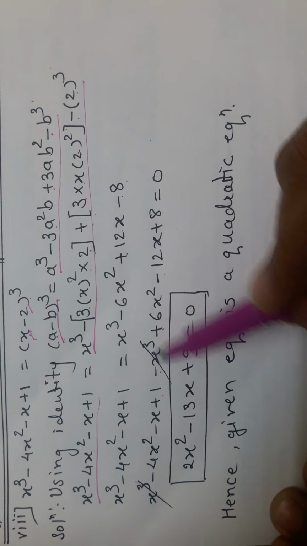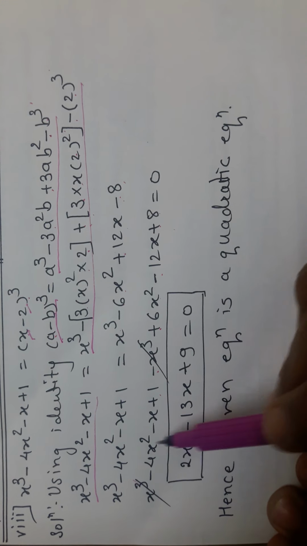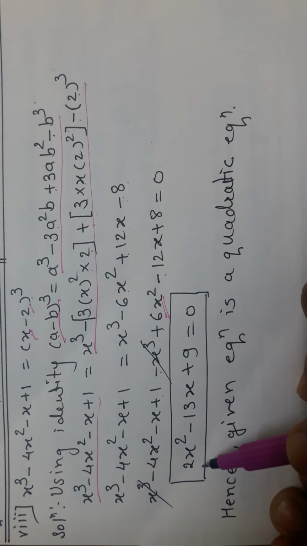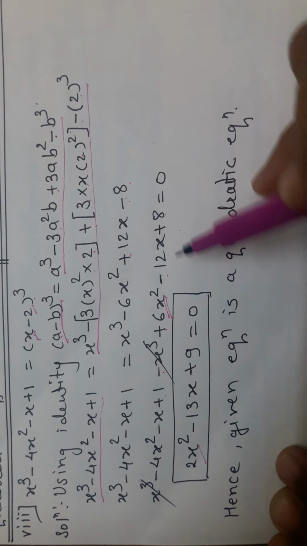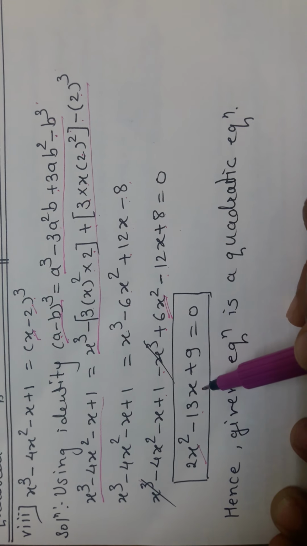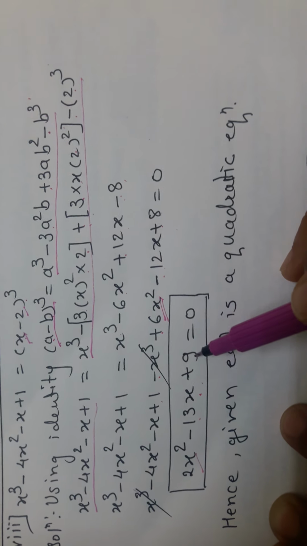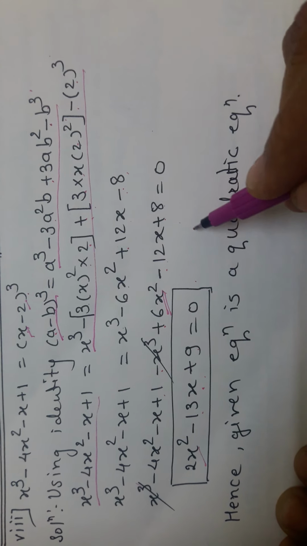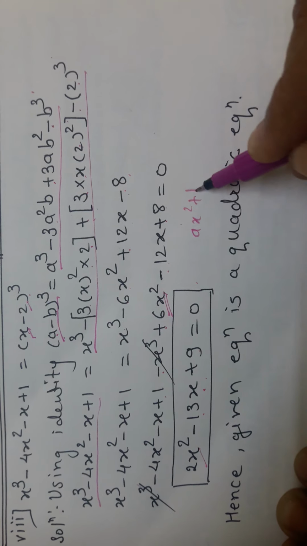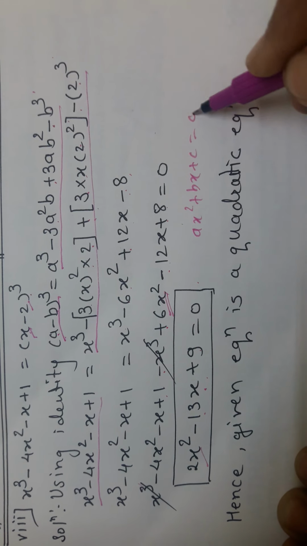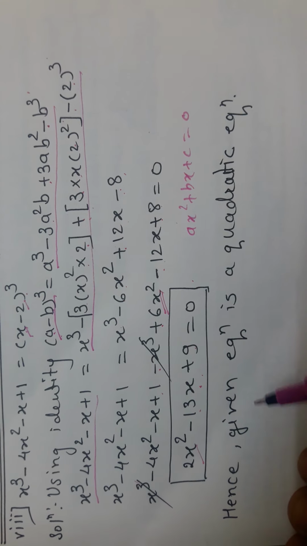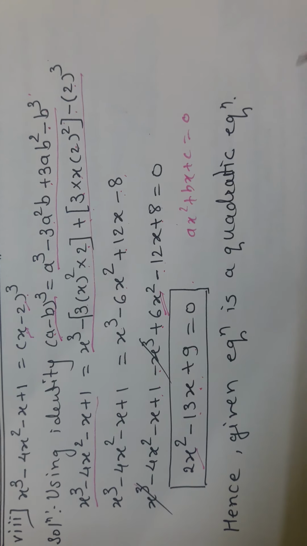X cube minus x cube will cancel. Minus 4x square plus 6x square is nothing but 2x square. Minus x minus 12x is nothing but minus 13x, and 1 plus 8 is nothing but 9, which is equal to 0. This is in the form of ax square plus bx plus c, which is equal to 0. That's why the given equation is a quadratic equation.